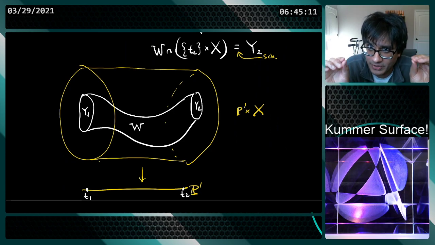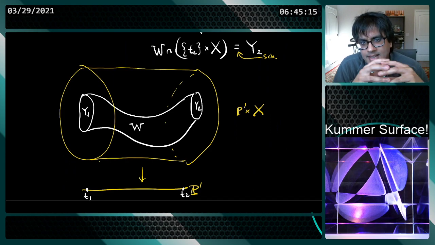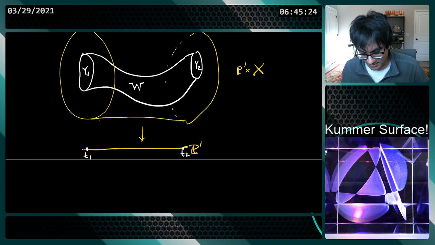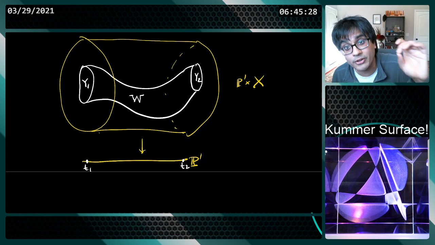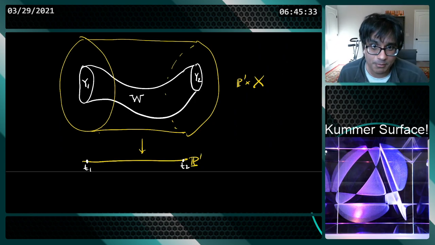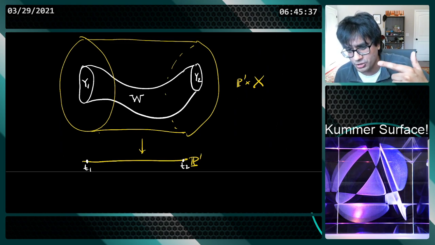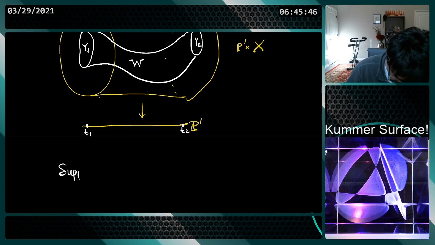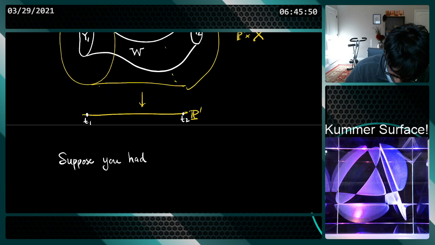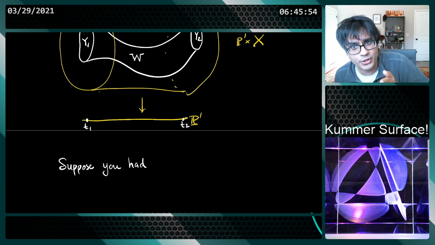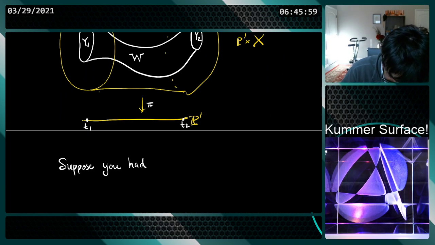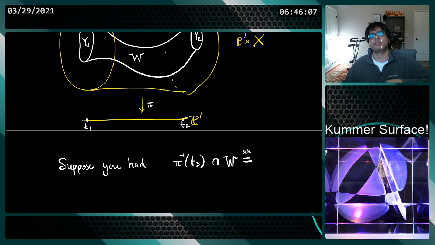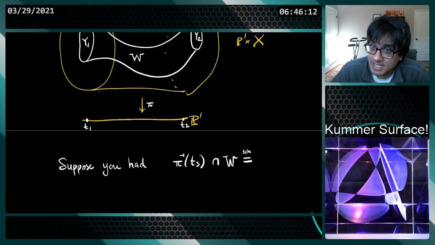Okay, now a slight generalization of this concept is that you can say two cycles are equivalent. So this is what it means for two irreducible subvarieties to be rationally equivalent. But the rational equivalence notion can be extended slightly in the following way. Suppose you had that the preimage for a third parameter T3, pi inverse of T3 intersect W, as a scheme, was the union of several varieties.